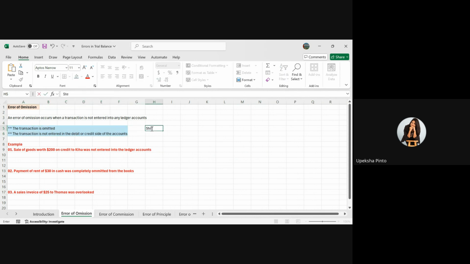So what is the step to correct it? Record the fresh double entry. Simple as that. Recording a double entry will give you the correct answer in this case.